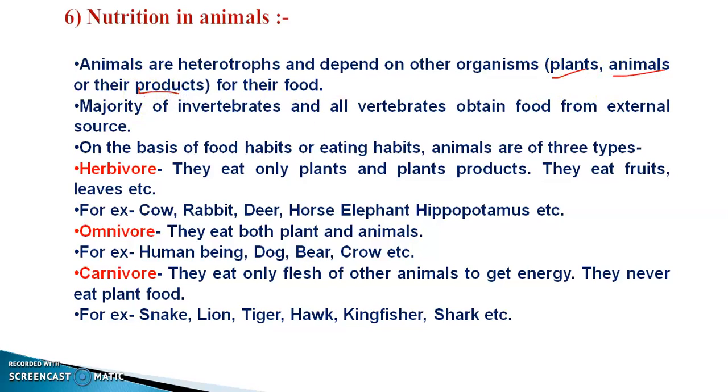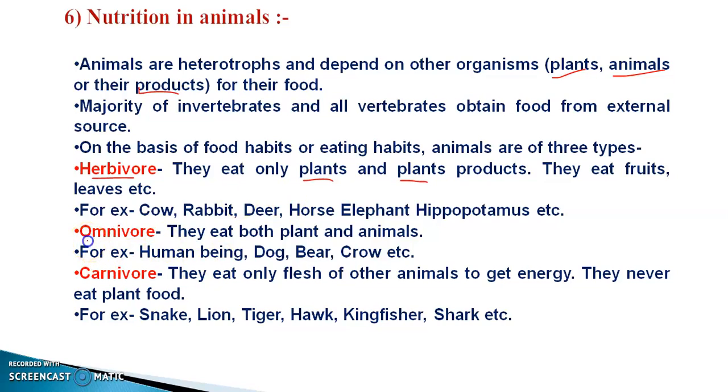On the basis of their food habit, there are three categories of animals. The herbivore animals are those that eat only plants and plant products, right? They are totally dependent on plants and their products, like fruit, vegetables, pulses, grains, leaves, etc. For example, cow, rabbit, deer, horse, etc.